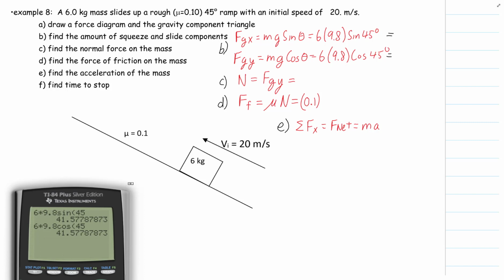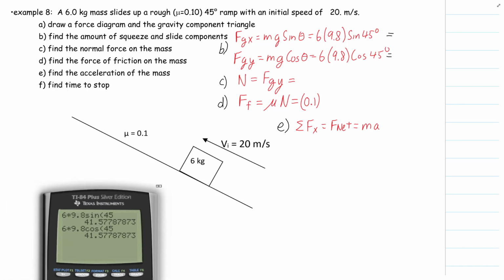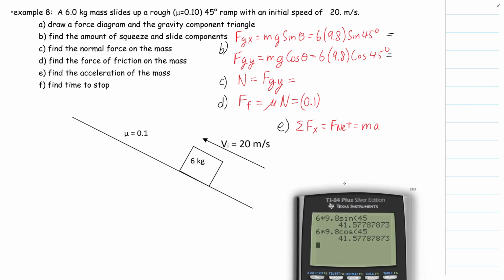Draw a force diagram and the gravity component triangle. Find the amount of squeeze and slide components. Find the normal force on the mass. Find the force of friction on the mass. And find the acceleration of the mass. Then find the time for it to stop. So it's going to eventually come up to a point a little bit higher. As it slides up, it'll stop when it gets up to a certain point.